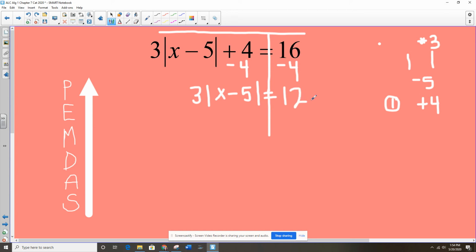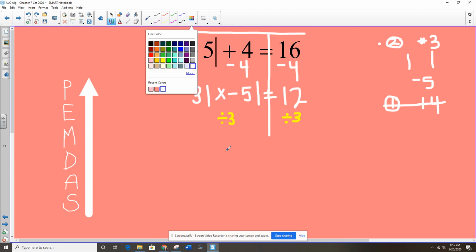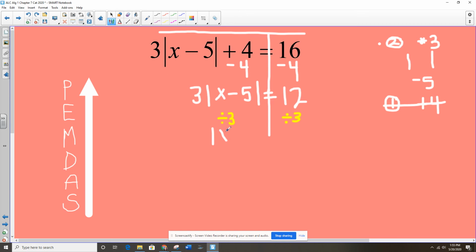All right, so we took care of this. Now what are you going to undo next? The times 3, the absolute value, or the minus 5? The correct answer is you're going to get rid of the times 3. That's the second thing you're going to take out. How do you undo times 3? We're going to divide by 3. What's going to be left on this left side? X minus 5.